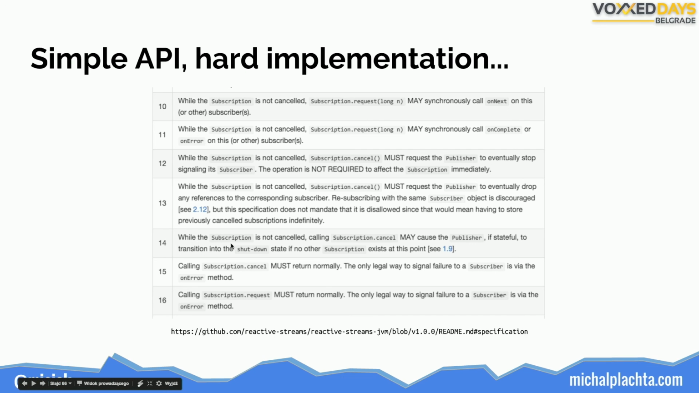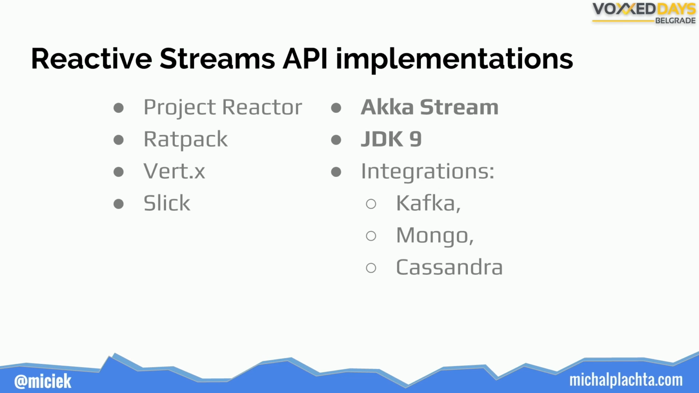For example, while the subscription is not cancelled, calling subscription cancel may cause the publisher, if stateful, to transition into the shutdown state if no other subscription exists at this point. And see rule 19 for more details. So it's very, very hard to implement properly. But you can do it. And when you implement all those methods and interfaces, there is a TCK, the Technology Compatibility Kit, and you can use that to check whether your implementation is really compliant with reactive streams. And you know what, when you make errors, after a few weeks maybe you will have a working implementation, or maybe not. But a safer bet is to reuse an existing implementation.